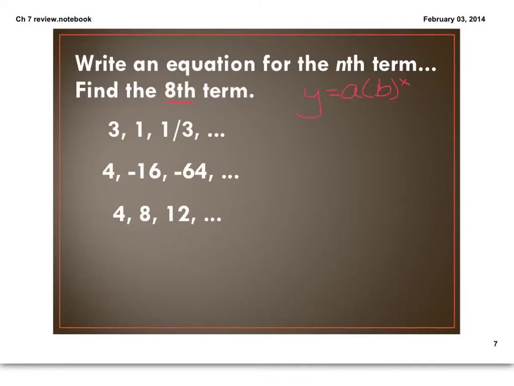So in looking at these problems, I go from 3 to 1 and 1 to 1/3. If I want to find the common growth factor, I simply take a number in the middle, 1, and divide it by the number ahead of it. 1 divided by 3 is the fraction 1/3. So that's my growth factor.